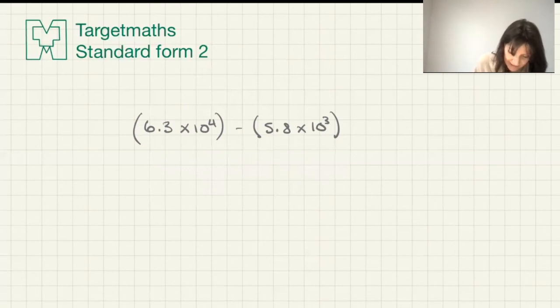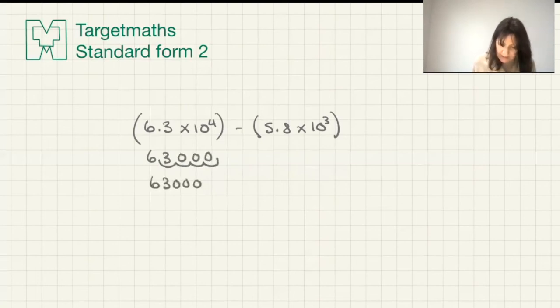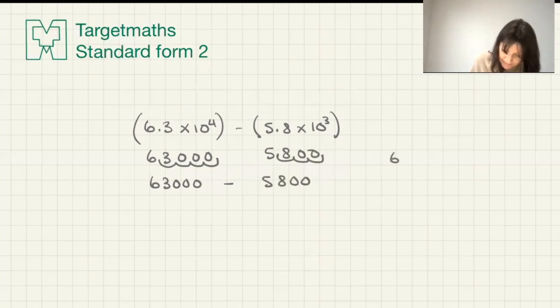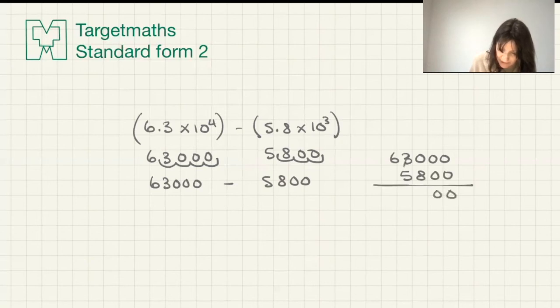Okay, so let's work out our numbers. So we've got 6.3 and it's a movement of 4. 1, 2, 3, 4. So we've got 63,000, which we're going to take away. We've got 5.8, 1, 2, 3. So we've got 5,800. So we put those into columns. Okay, so that's going to have to change to 2. 10 take 8 is 2.